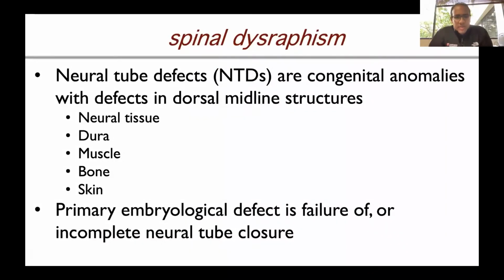So when we talk about spinal dysraphism, really the term spinal dysraphism is kind of a blanket, and for lack of a better term, it's kind of a wastebasket term, right? So we think of things like neural tube defects, and when I talk about neural tube defects, these are really congenital anomalies with defects in the dorsal midline structures. And the dorsal midline structures include neural tissue, dura, muscle, bone, skin, and along with these blood vessels that are associated with all of these structures. And the primary embryological defect or failure is because of incomplete neural tube closure.